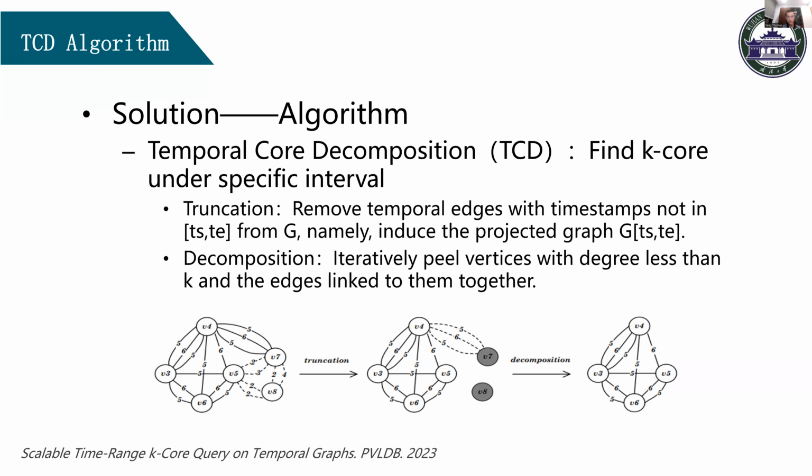The TCD operation consists of 2 steps. The first step is called truncation, which removes temporal edges with timestamps not in the query interval. Namely, this step induces the projected graph of the temporal graph. The second step is called decomposition, which iteratively peels vertices with degree less than k, and the edges linked to them, together.